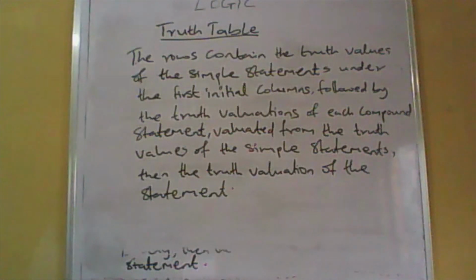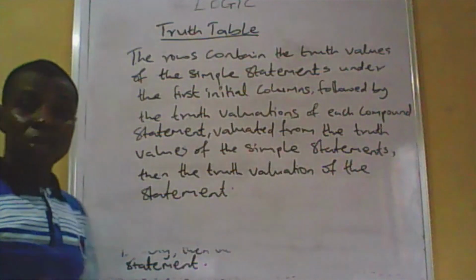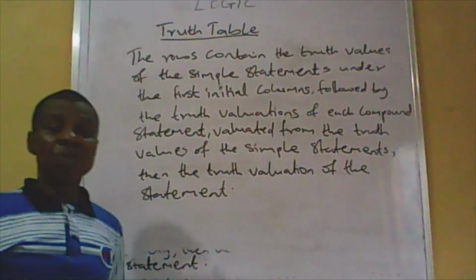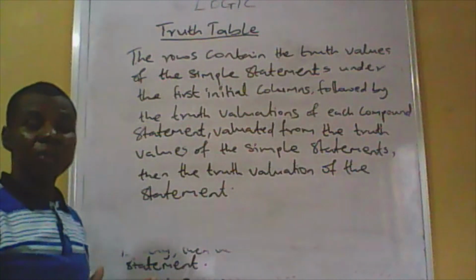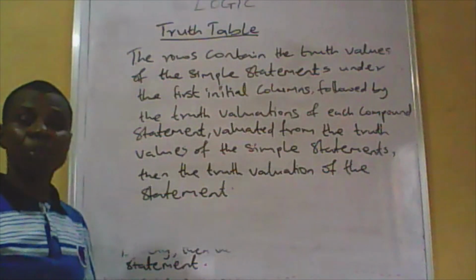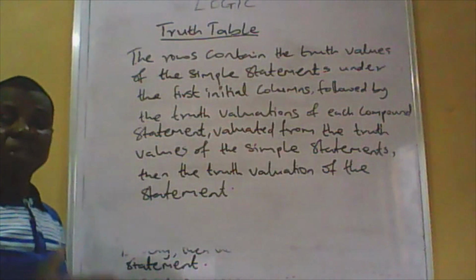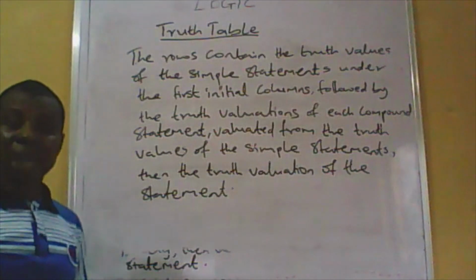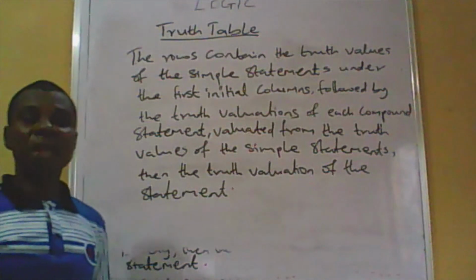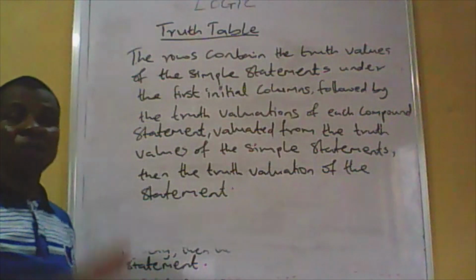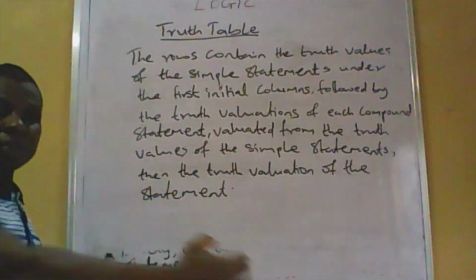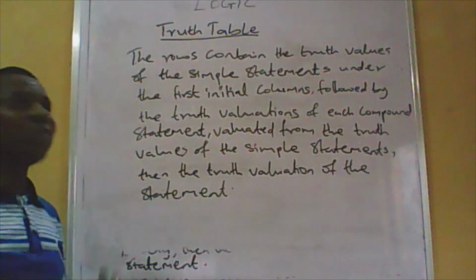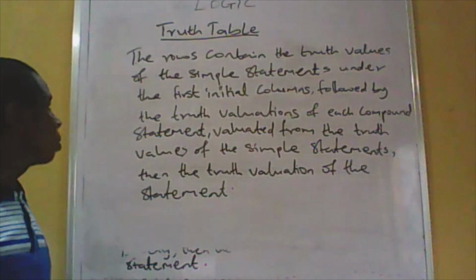Now we said that the rows contain the truth values of the simple statements under the first initial columns, followed by the truth valuations of each compound statement. That means in a row we have truth values and truth valuations. Under the initial columns we have the truth values of simple statements, followed by the evaluation of the compound statements that constitute the statement, if there is any. Then after that, we have the truth valuation of the entire statement, which is constructed from the combination of the compound statements that constitute the statement. So that is the idea of truth table.